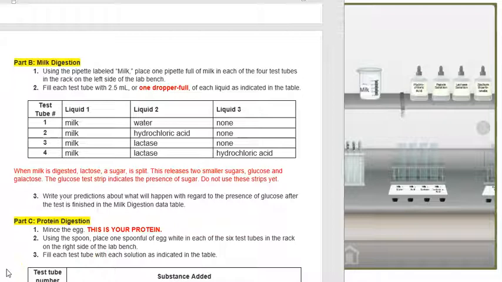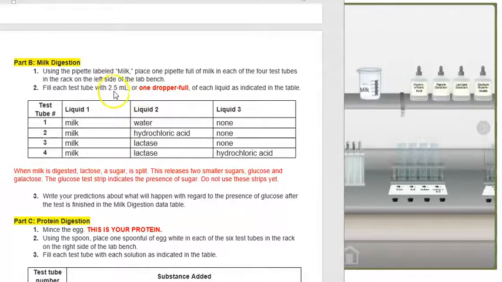When you read the directions for Part B, milk digestion, it explains that we need to use the pipette labeled milk, and then we're going to put 1 pipette of milk in each of the 4 test tubes on the rack. This is the table that you need to use when you're filling the test tubes with solutions.